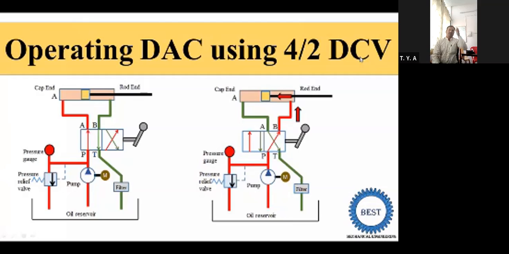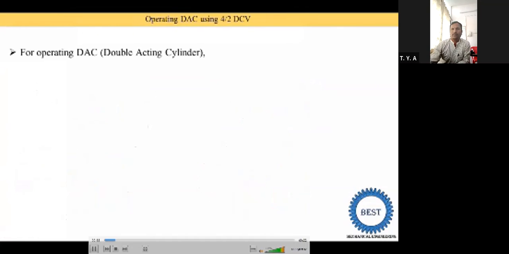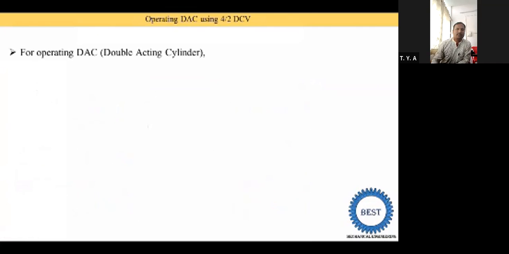So by using a number of animations, I explained this theory so you can understand it easily. So I request you to watch the video up to the end. So for operating, a DAC, that means a double acting cylinder, is used. So what is the symbol of a double acting cylinder?